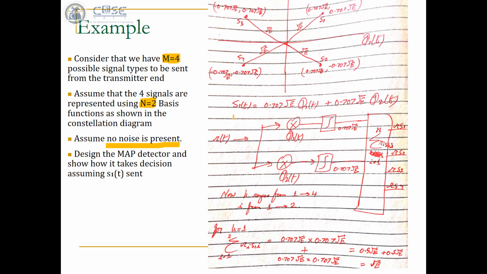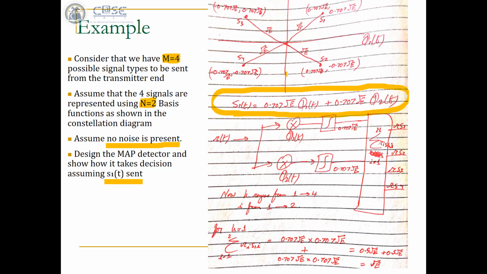But the receiver still has to go through all the branches and compute all those integrals and results to compute the decision in favor of the signal type, right? So let's assume that there is no noise present in this particular example. What we have to do is design the MAP detector and show how it takes the decision, assuming S1 of t was sent from the transmitter end.